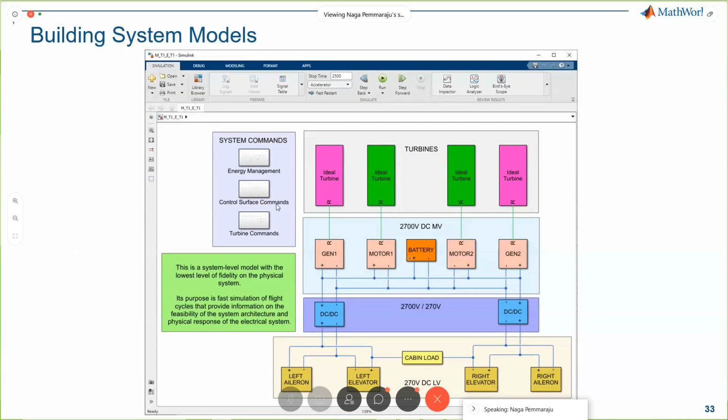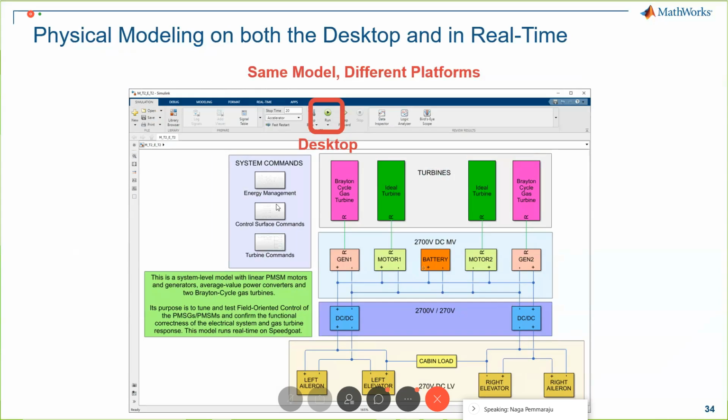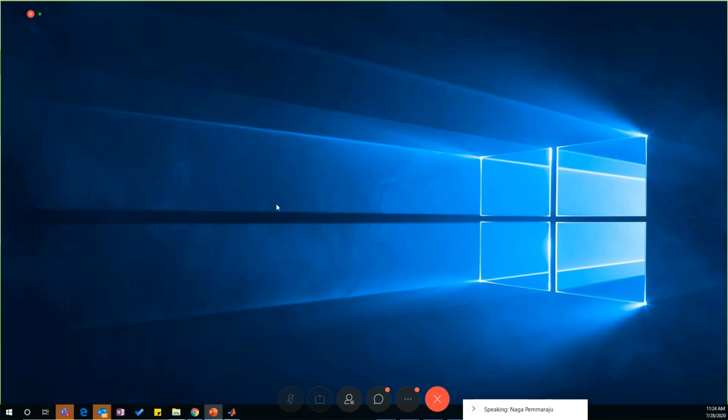To start with, I would recommend you start with an ideal turbine. Once you have more control of how things are, then probably you can shift to the Brayton cycle gas turbine. Right. Let me quickly show you how that particular model looks.